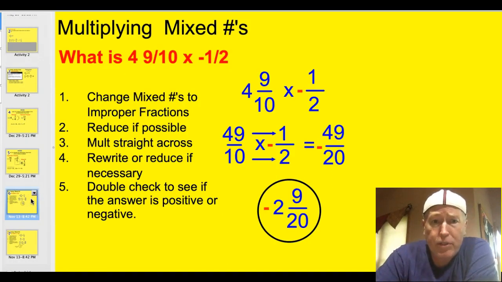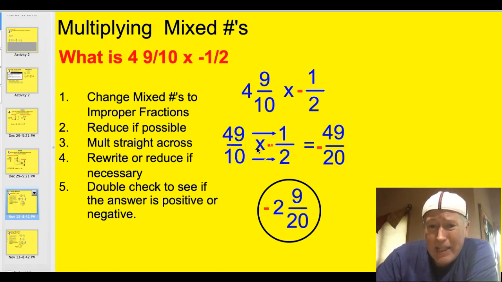Multiplying mixed numbers here. So what is 4 9/10 times a negative 1/2? I just wrote out some directions over here. First of all, you should change mixed numbers to improper fractions. So 4 times 10, 40 plus 9. Here's my 49/10 for the first one. We've already got a fraction right here at 1/2. So we can reduce if we want.